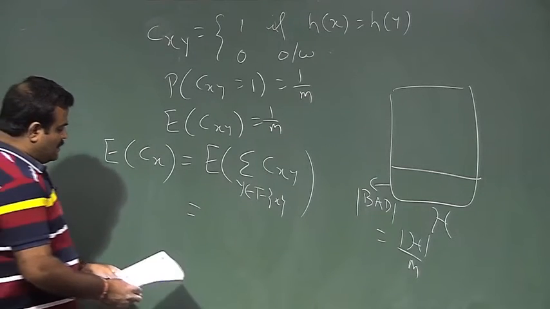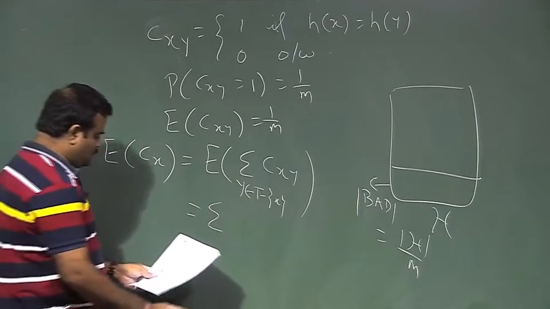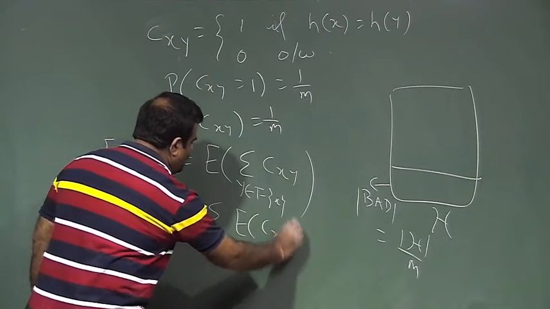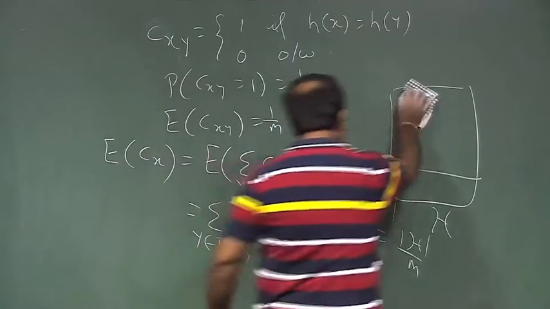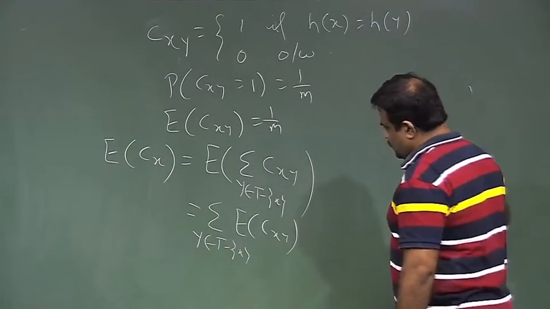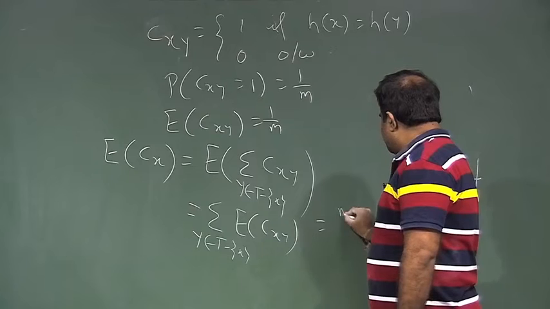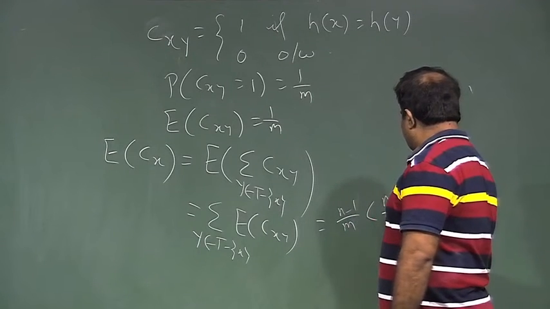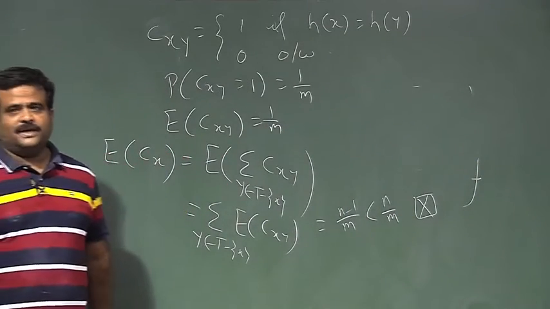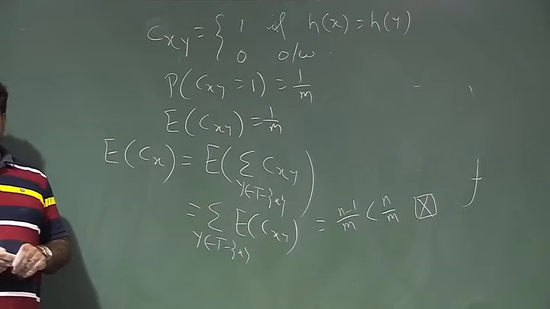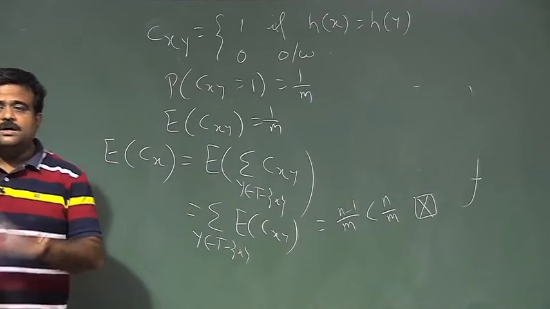We can take the expectation inside, so this is the summation of the expectation of C_xy over y in T minus x. Each term is basically 1 by m, so this is n minus 1 by m, which is less than n by m. So this is the proof. The expected number of collisions is basically n by m, which is the load factor. So the universal choice is good.